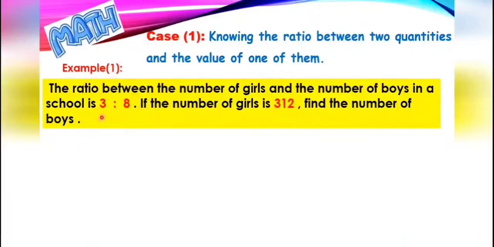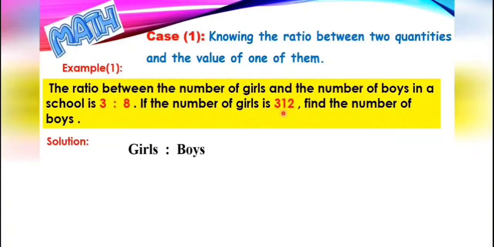So, I have here the ratio between girls to boys. As we said, you will have every time the ratio between two quantities. Then, the second given, the second number here, is the real value of one of the two quantities, which is the real value of the girls.